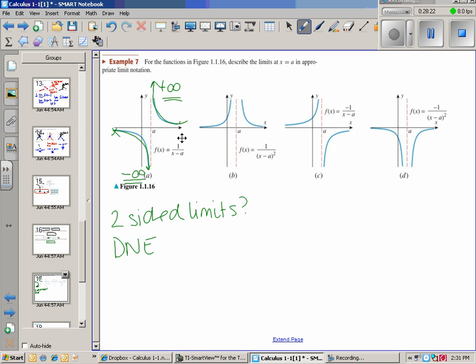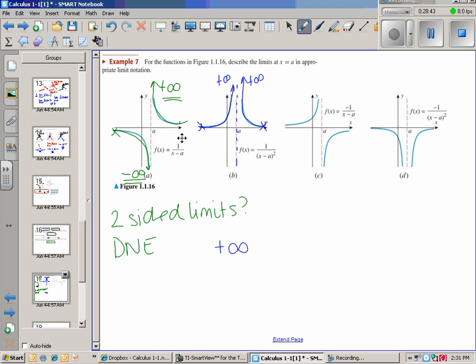Okay, here's a. From the left of a, tracing the graph, we're pointing to a plus infinity. From the right, on the graph, we're pointing to a plus infinity. And so here we could say positive infinity, which means it's going to increase without bounds.